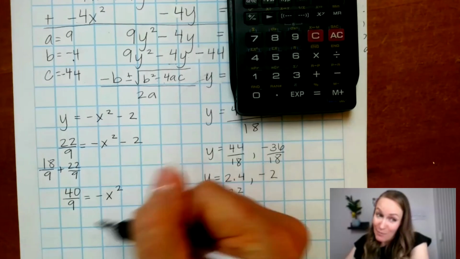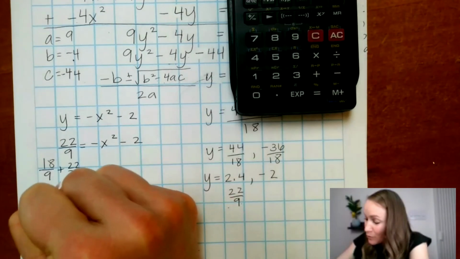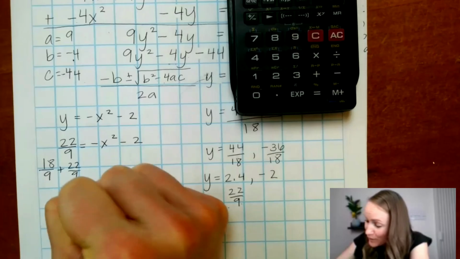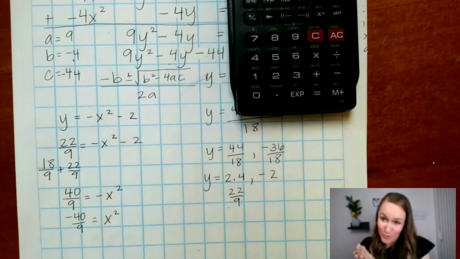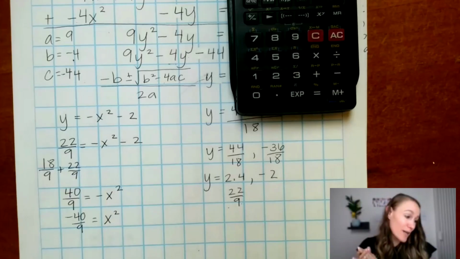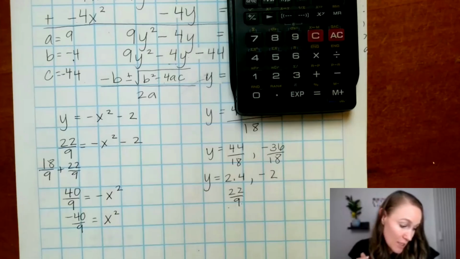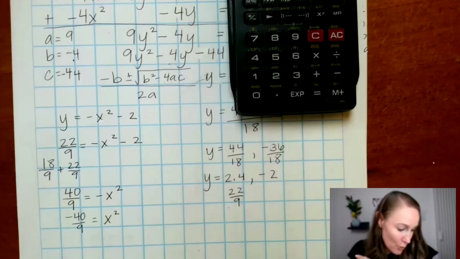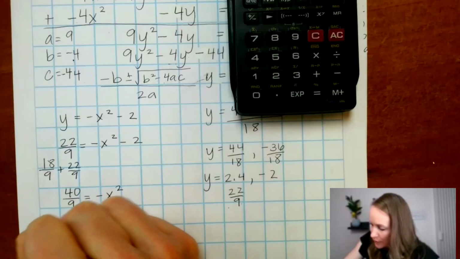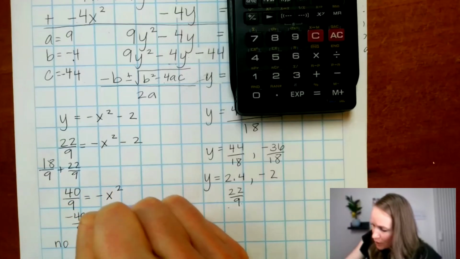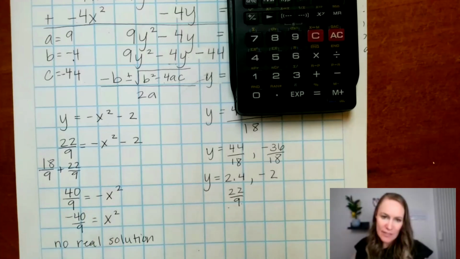Okay, so I'm going to divide by negative, and I have negative 40 over 9 equals x squared. And then I'm going to want to take the square root, and I end up in trouble. So much trouble, right? Because I just do not get a real solution. So that is the issue in this case. So that's no real solution.